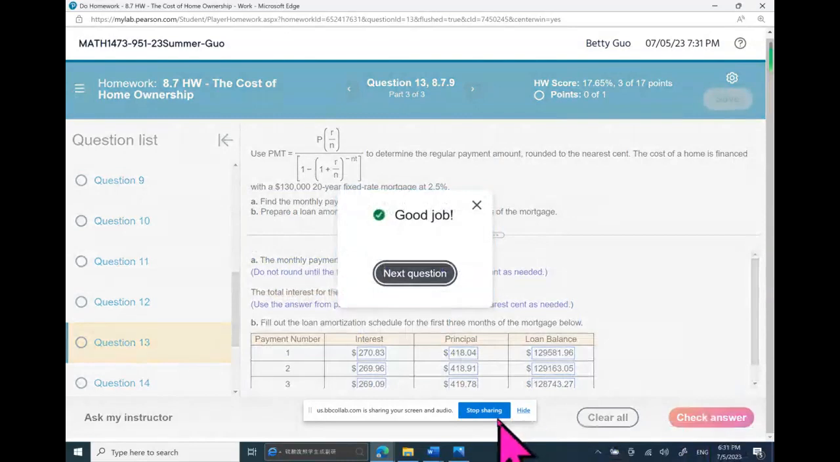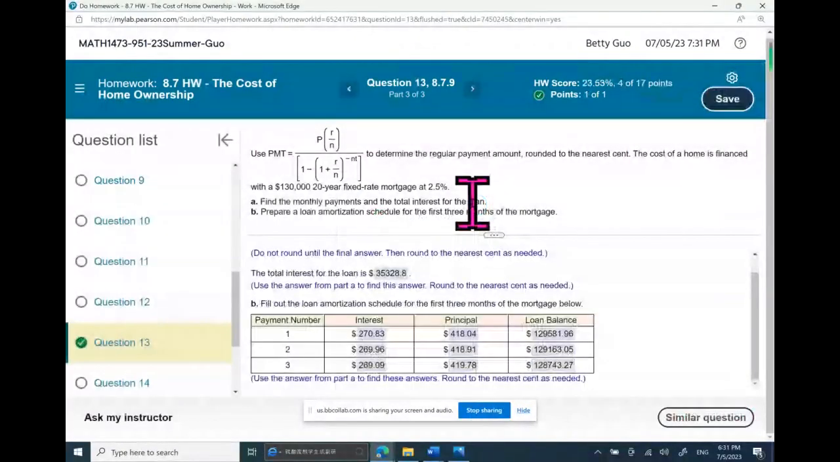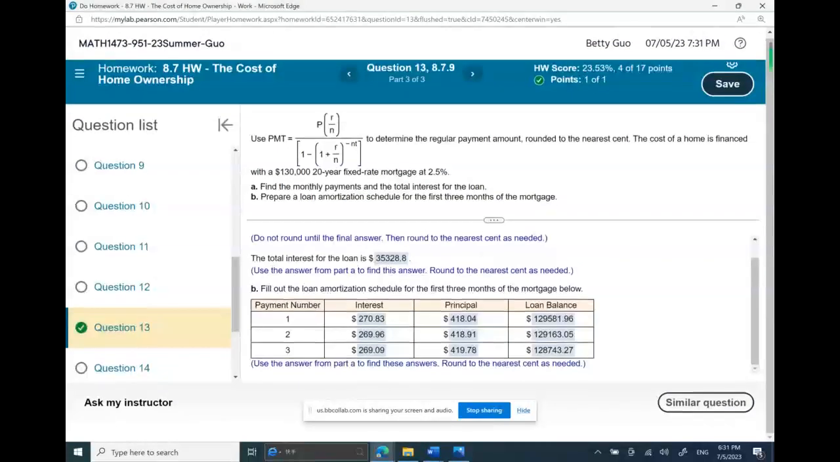Okay, finally, let's check. I hope it's... yay! It's correct, right? It's a little bit time consuming, but there's only one question like this in the system, and you will not see this question in the test. But it's good to know how amortization works.